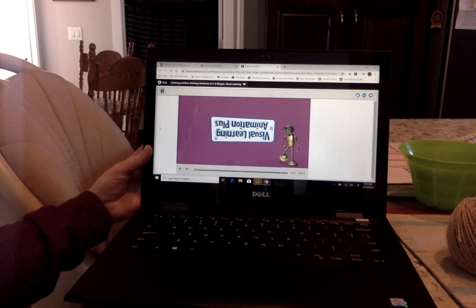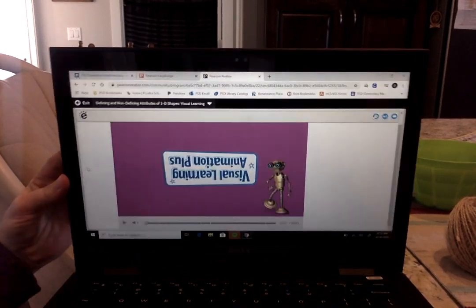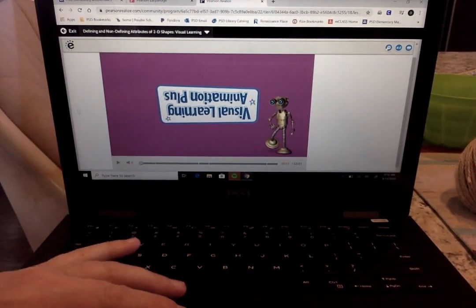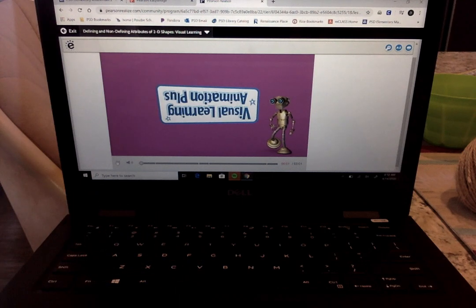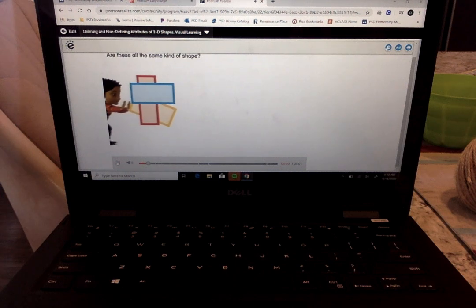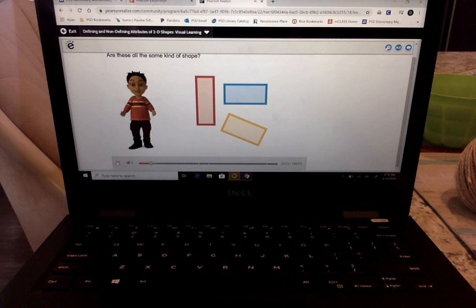I got the website working, so we are going to watch our visual. That was our solve and share, just like we do in the classroom. Now we're going to go on, and we are going to watch our visual with our little robot. So, here we go. Are these all the same kind of shape? Let's find out.